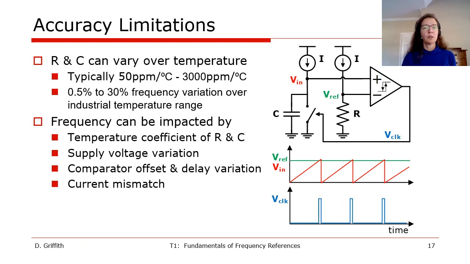Not only can the frequency vary due to the R and the C, but also due to changes in supply voltage, offset and delay variation in the comparator, and the mismatch in the current sources charging the resistor and capacitor. So what can we do about these error sources to improve the performance? Well, there are many options, and on the next few slides, I'll show you just a few examples of designs that have been done to address the weaknesses we've seen here with this architecture.